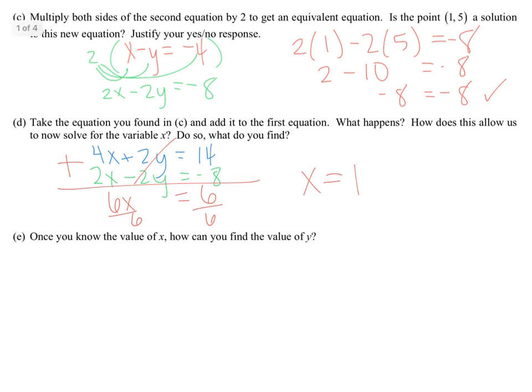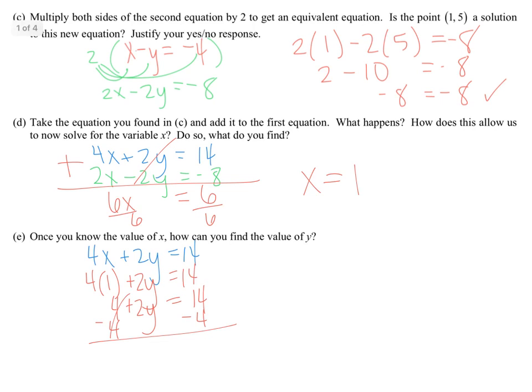Once we know the value of x, how can we find the value of y? Well, we can plug it back into the original equation of 4x plus 2y equals 14, but now we know that it's 4 times 1 plus 2y equals 14. So 4 plus 2y equals 14. Subtract 4 from each side. 2y equals 10. Divide by 2, and y equals 5.